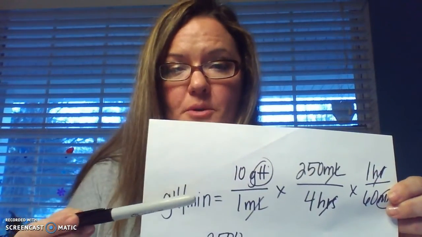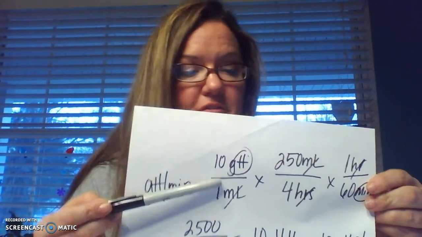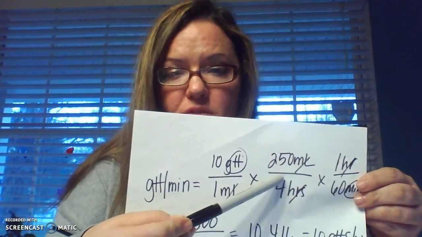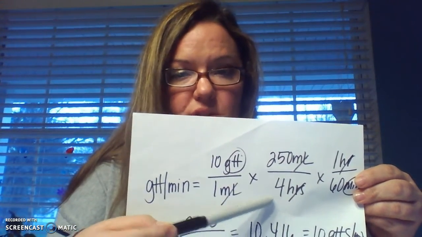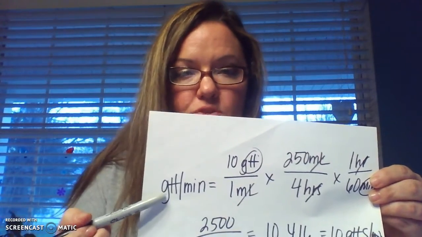What do I have available? I have 10 drop per ml tubing. What am I going to give? I'm going to give 250 milliliters of normal saline over 4 hours. Well, can I stop there? No, because I need drops per minute.